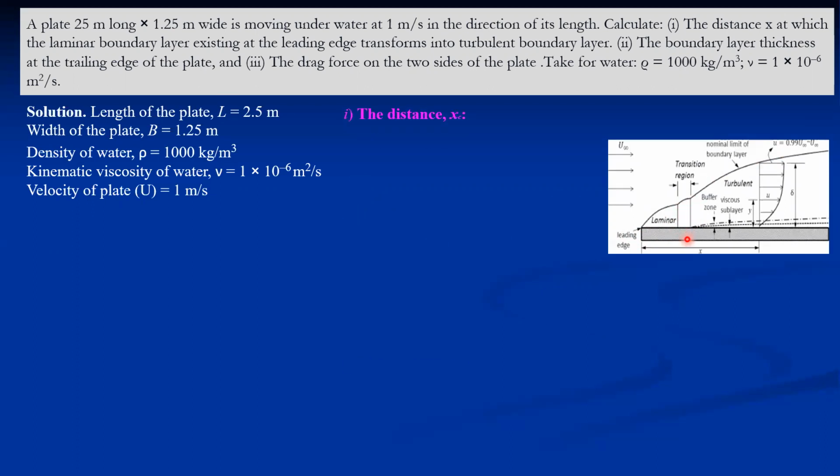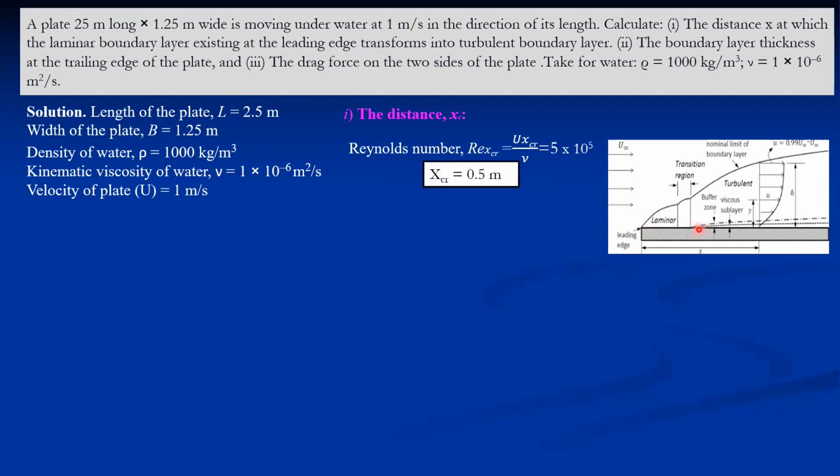So we have the critical Reynolds number, that is equal to U x critical divided by nu, that is equal to 5 into 10 raised to 5. So this condition we must know. If we know this condition, velocity and kinematic viscosity are given, so we can calculate the critical length. The total length of the plate is 2.5 meter. Its width, which is perpendicular to the board, is 1.25 meter. So x comes to 0.5 meters.